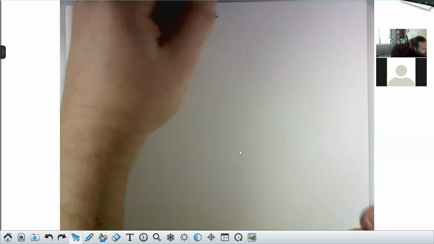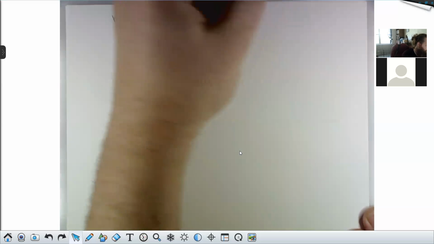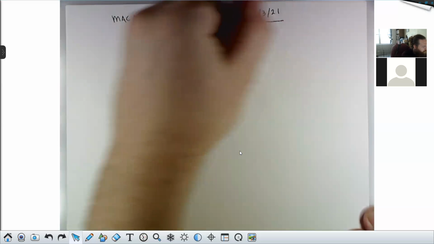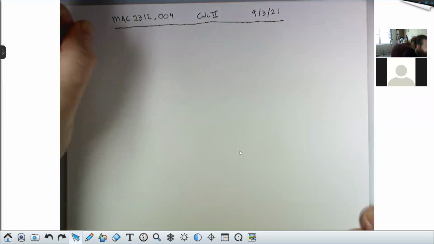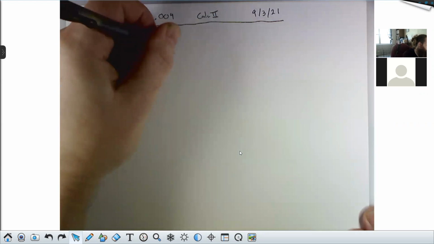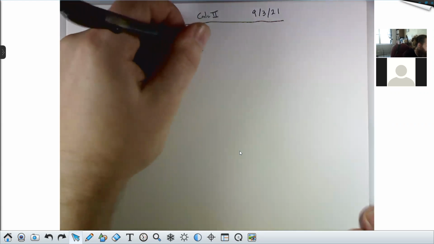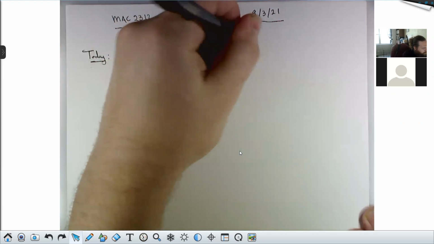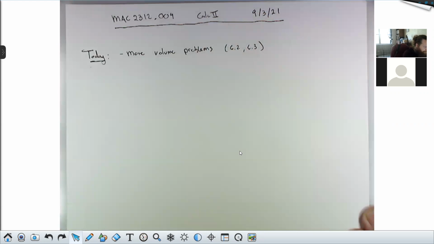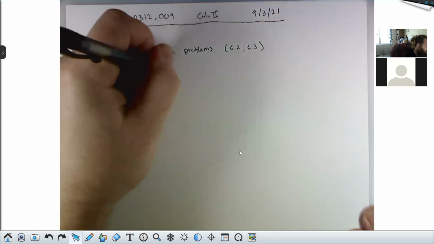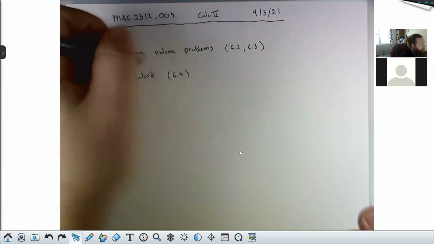So this is MAC2312, section 004, that is Calc 2, and today is the 3rd of September, 2021. Today, we're going to look at some more volume problems. These are sections 6.2 and 6.3. We're going to focus on 6.3. And then we're going to talk about work, which is section 6.4.